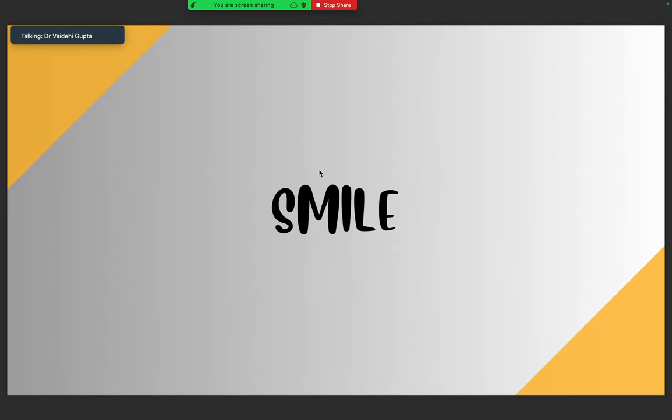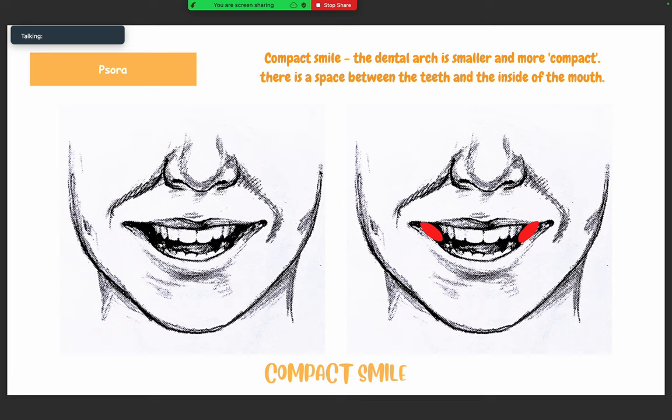Smile. In Psora, there is a compact smile. Compact means small, short. The dental arch is smaller and more compact. Like the eyes are small in Psora, the dental arch is also small in Psora. That's why the smile is compact. The dental arch is smaller and more compact, close to each other.